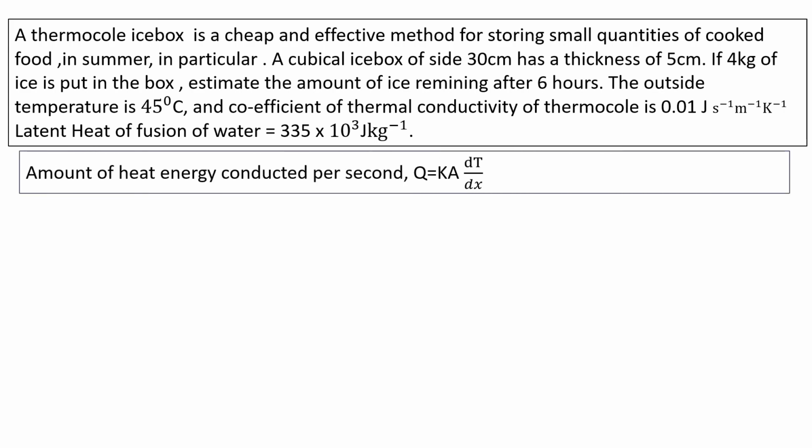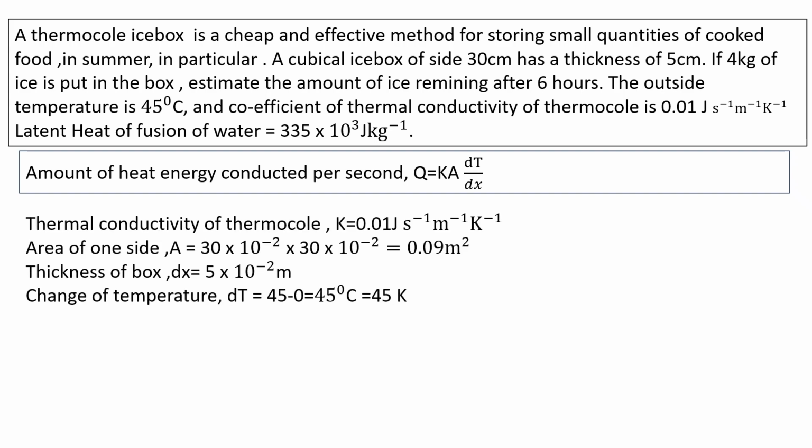Amount of heat energy conducted per second, that is Q, is equal to KA dT by dx, where K is the thermal conductivity of the solid, A the area of the surface, dT the difference of temperature between two sides of the surface, and dx the length of the surface. In the problem we have the thermal conductivity of thermocol K equal to 0.01 joule second raised to minus 1 Kelvin raised to minus 1.